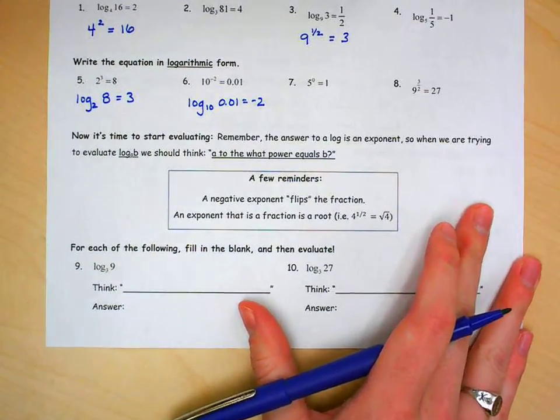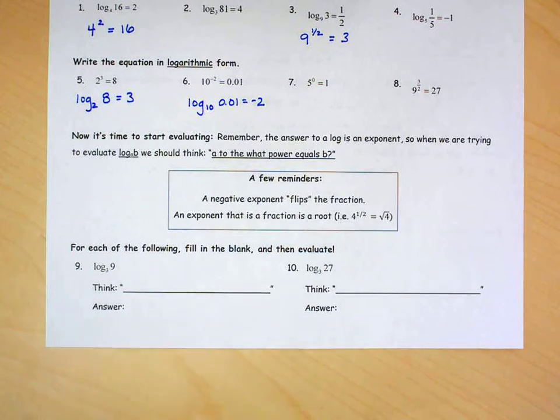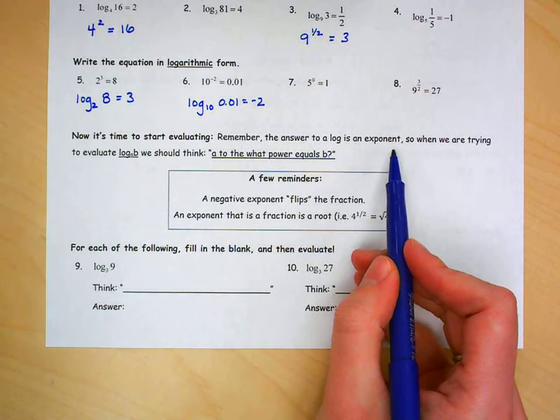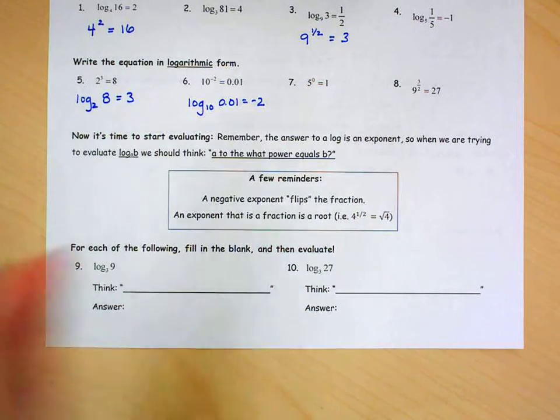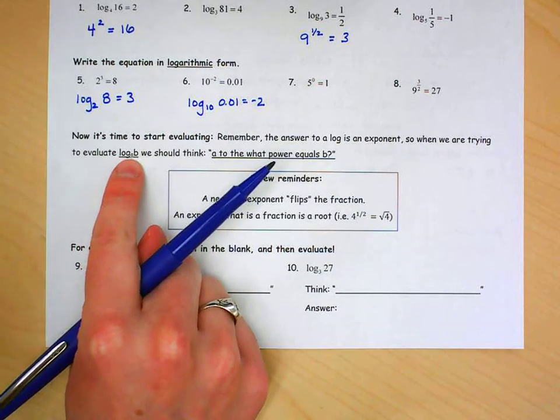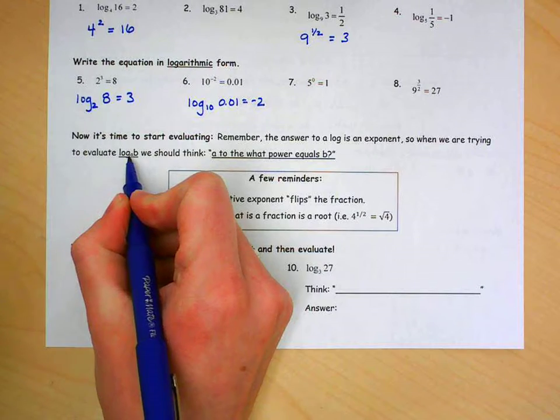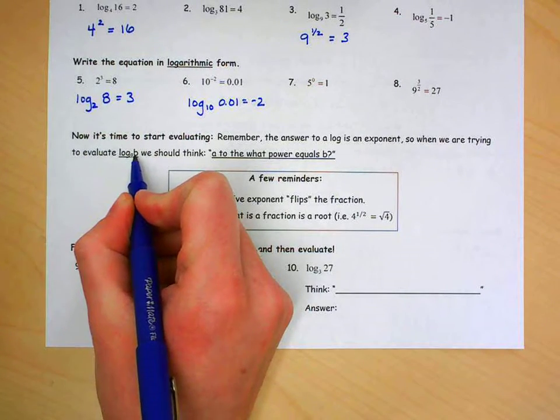So now that we can rewrite these things, let's see if we can actually evaluate some logs. A couple things to remember. Remember, the answer to a log is an exponent. So we're going to try to evaluate things. We want to rephrase it in our head to help us. So when I have log base a of b, I really want to be thinking a to the what power is going to give me b.